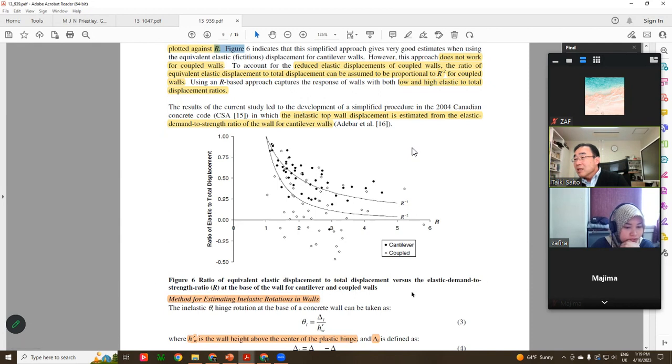This was the elastic demand. Elastic demand to strength. I understand.